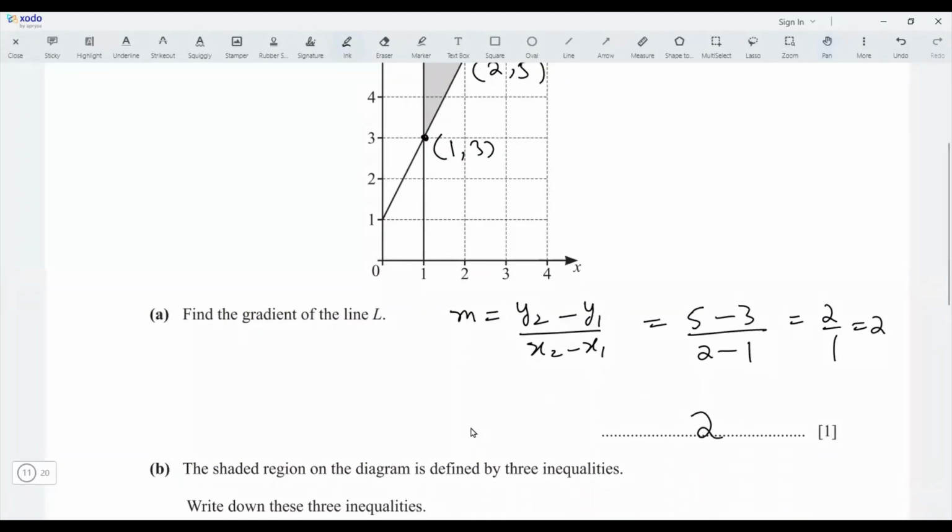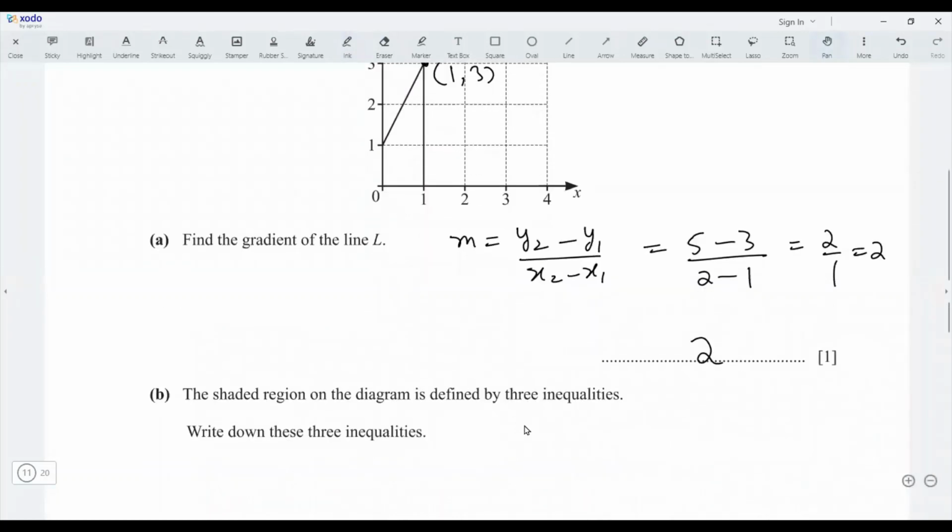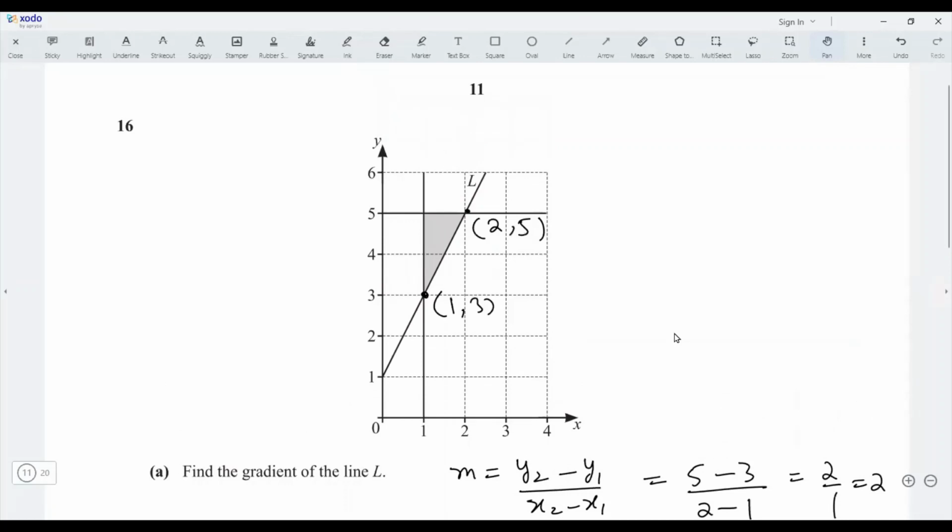So going to the next question, we have to write down the inequalities for the shaded region that satisfy the above region. First of all, look at the lines that are parallel to the x-axis and parallel to the y-axis. What is the equation of this line? The equation of this line will be y equals 5. So on the y-axis, the region is below that line, the shaded part is below, and it is shaded as well.